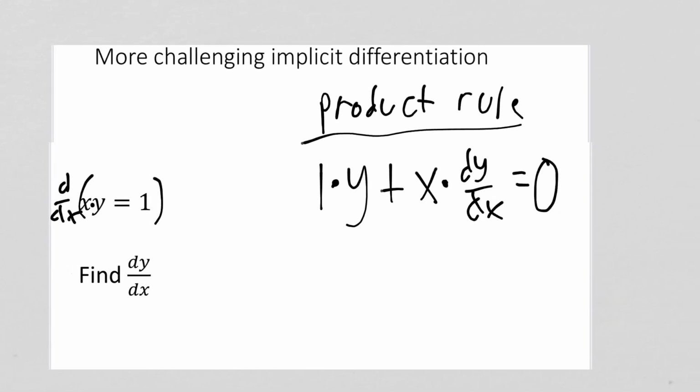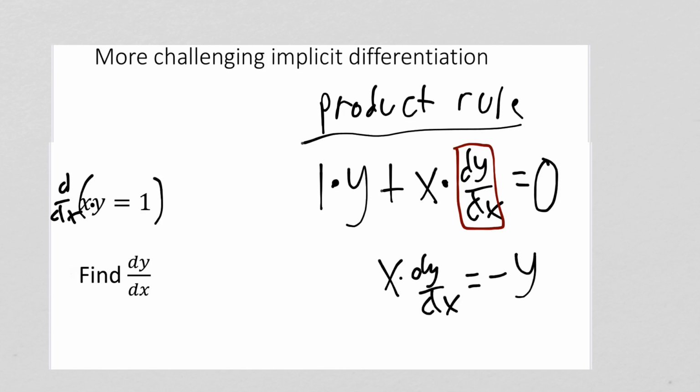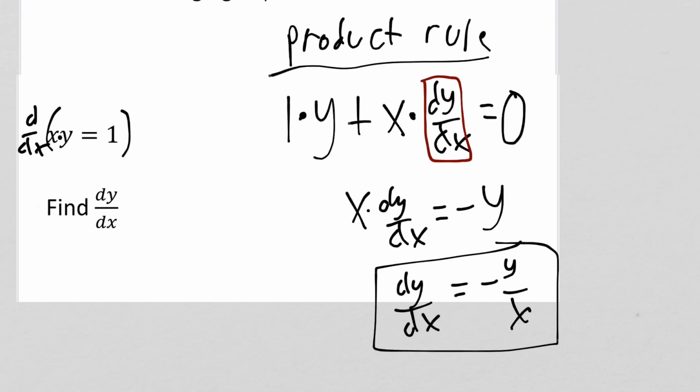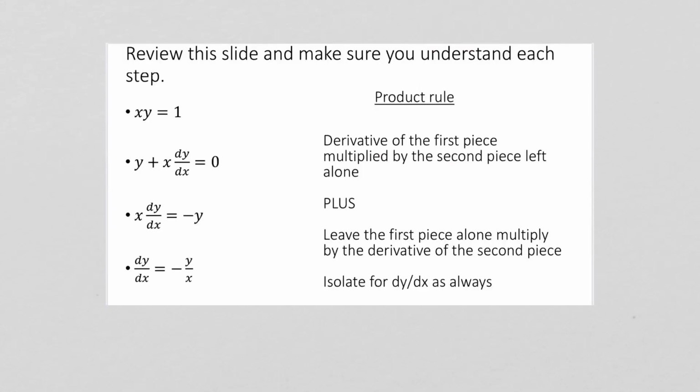Okay? So just like always, we're still going to isolate dy dx. So we get x times dy dx equals negative y, because I just subtracted that y over, and then dy dx equals negative y over x. So that's my final dy dx. Let's look at this again. All the steps for finding dy dx.